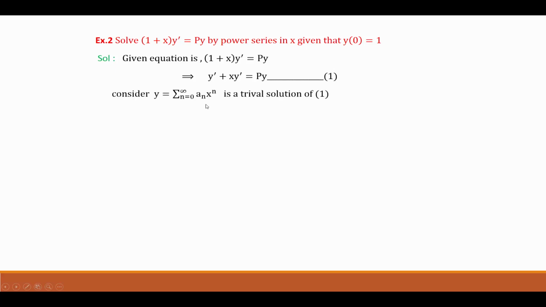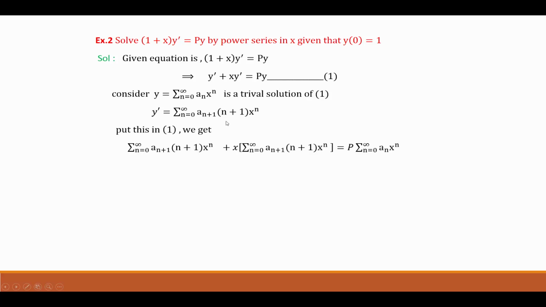Assume that y equal to sigma a n x raised to n is a trial solution of equation 1. y equal to sigma n varies from 0 to infinity, a n x raised to n is a trial solution of 1. Therefore y dash is sigma a n plus 1 into n plus 1 x raised to n, n varies from 0 to infinity. Put the values of y dash and y in equation 1. So equation 1 becomes, we get y dash is sigma a n plus 1 n plus 1 x raised to n, n varies from 0 to infinity, plus x into y dash, y dash is sigma a n plus 1 n plus 1 x raised to n, is equal to p, and on the right hand side y is sigma a n x raised to n.